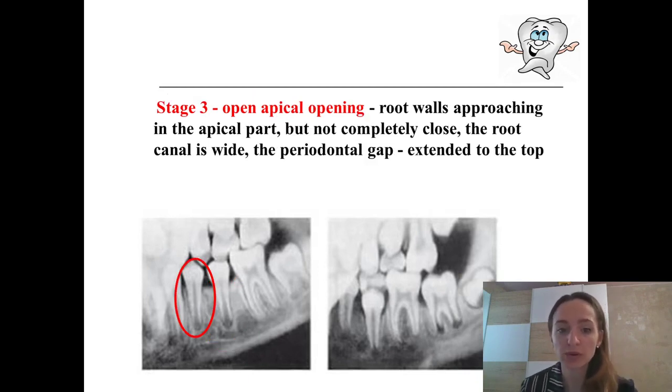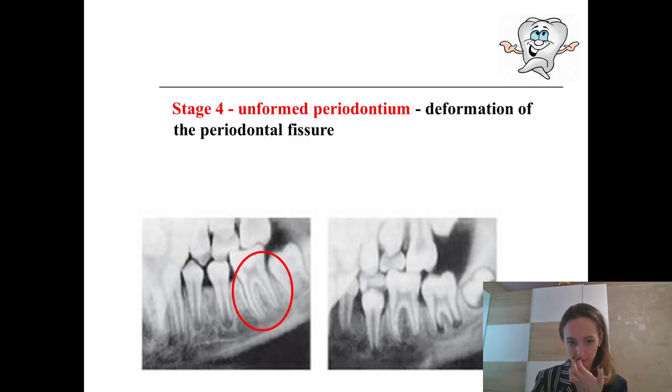Then the third stage, open apical opening. We have an apex, open apex. So the root walls approach in the apical part but are not completely closed. The root canal is wide, the periodontal fissure extended to the apex. The fourth stage, unformed periodontium, deformation of the periodontal fissure. Okay, it's the periodontium tissues, and we can see that it is unformed now.